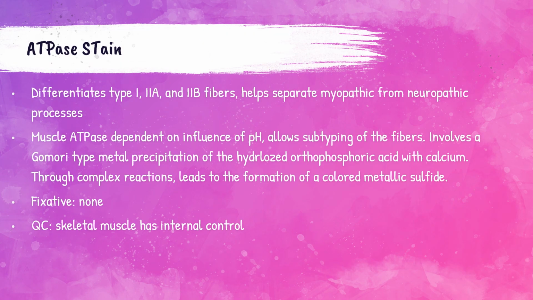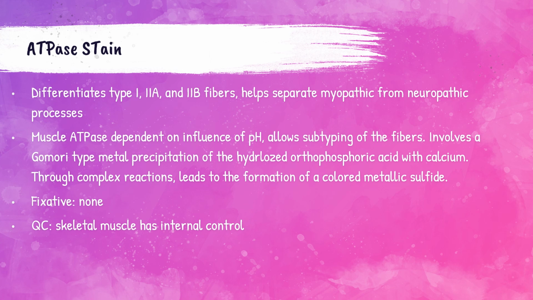All right, so let's talk about the ATPase stain. The purpose of the ATPase stain, which has pre-incubation at various pH levels, is to differentiate type 1, type 2A, and type 2B fibers. This of course helps to separate myopathic from neuropathic issues. Muscle ATPase is dependent on the influence of pH, which allows for subtyping of the fiber types. This involves a Gomori-type metal precipitation of the hydrolyzed orthophosphoric acid with calcium. A series of reactions leads to the formation of a colored metallic sulfide.